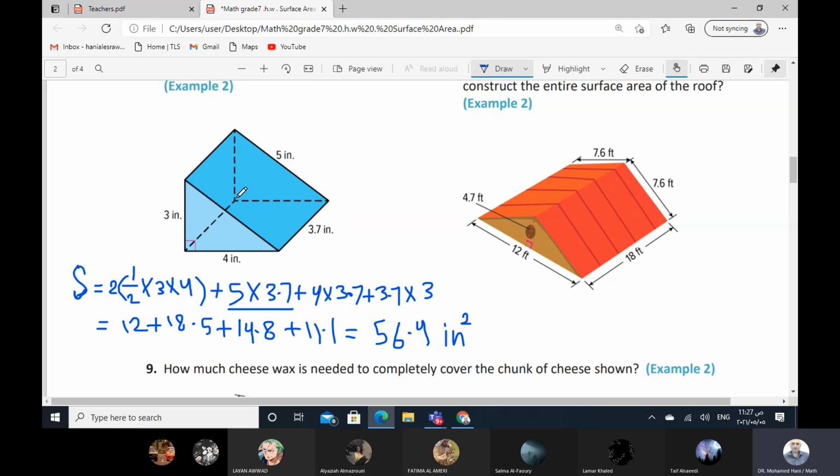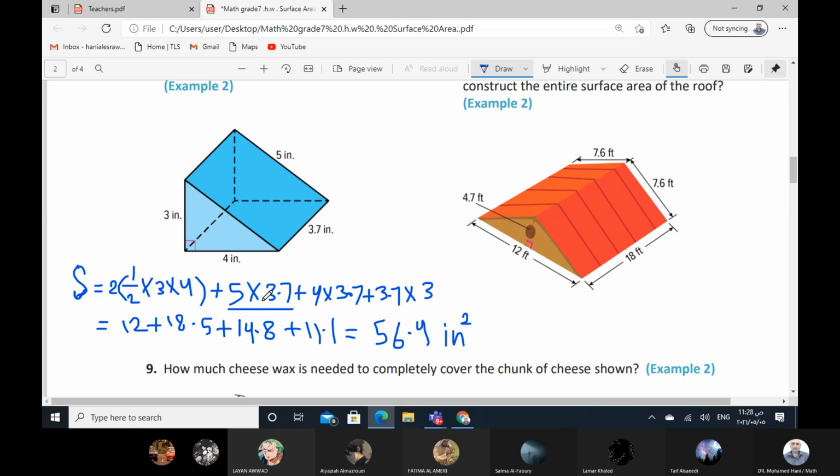And here down in the bottom, we also have a rectangle, 4 times 3.7. And here in the back we also have a rectangle, 3.7 times 3. So as you see, here we have 5 faces: 1, 2, 3, and here we have 2 faces, 5 faces.